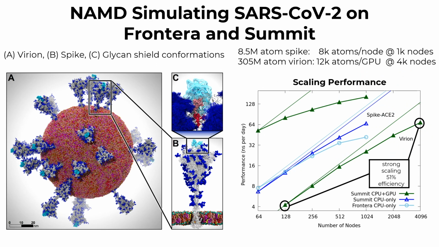Looking at the NAMD performance results, we've shown strong scaling of the 8.5 million atom spike plotted in the top 3 traces of the scaling chart. Running on 1,024 nodes, there are only about 8,000 atoms per node, which is a tiny amount of work for nodes with large CPU core counts or multiple GPUs.